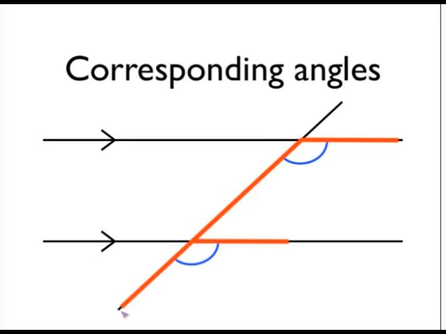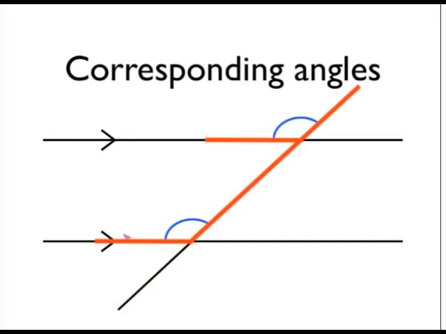Is that the only pair of corresponding angles? No. We can have angles below each parallel line, but this time to the left of the transversal. These are also corresponding angles. We are not done yet. If we go above each of the parallel lines, left of the transversal, we find a pair of corresponding angles. And lastly, above the parallel lines and to the right of the transversal, another pair of corresponding angles.